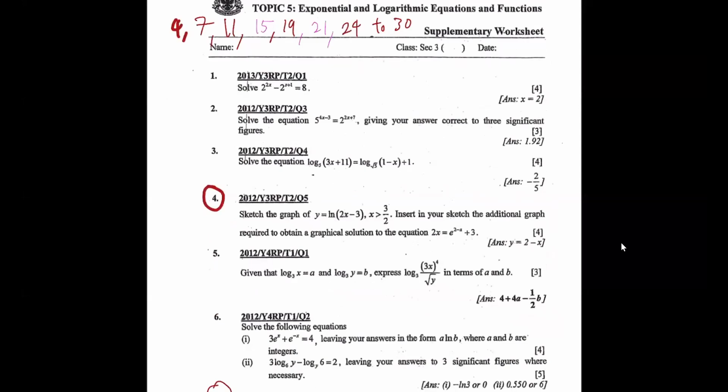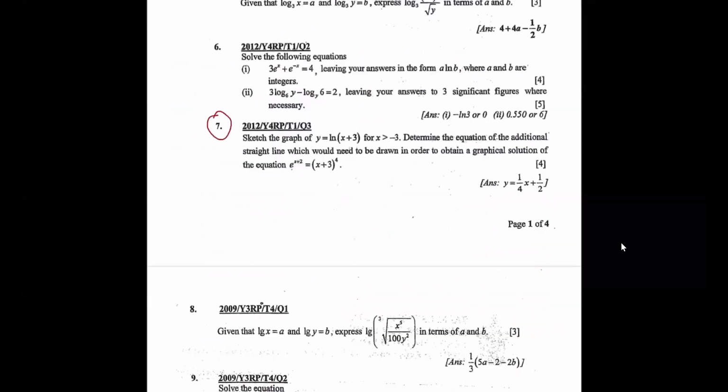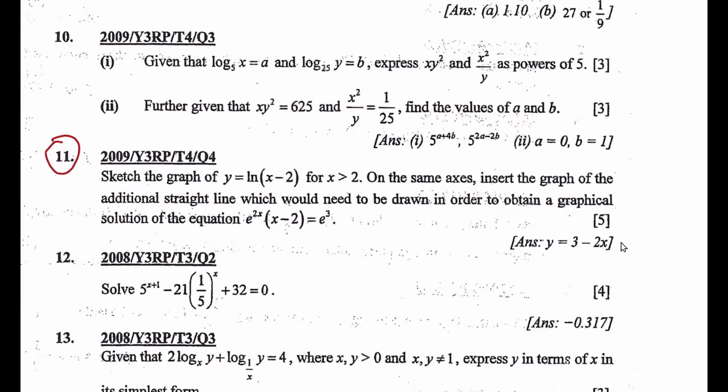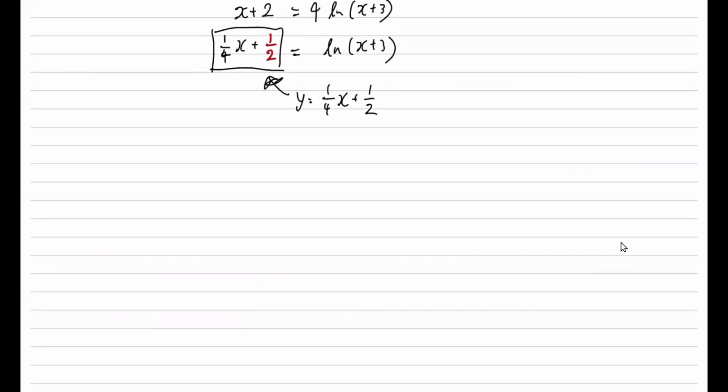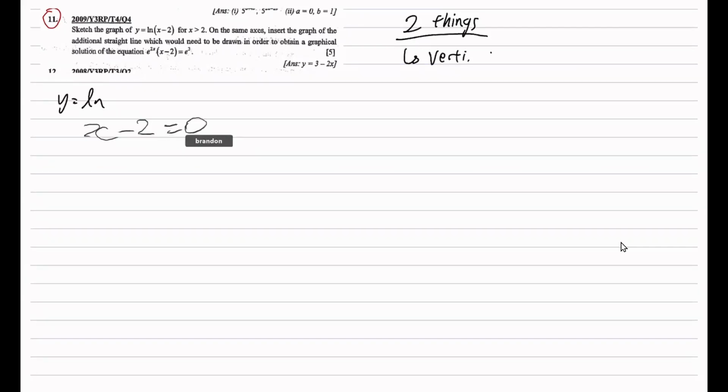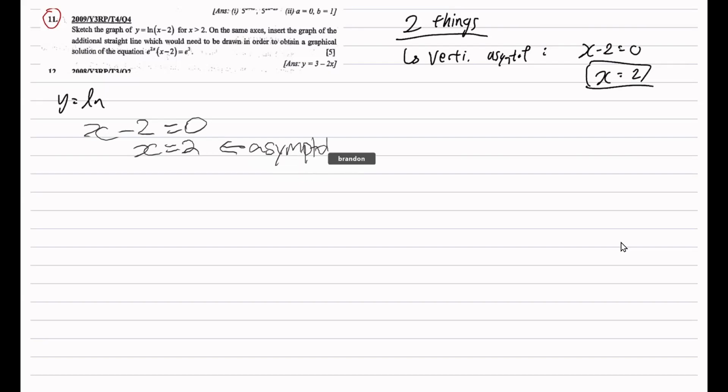Question 11. Okay, for question 11, you sketch the graph of y equals ln(x minus 2) for x more than 2. So again, when you want to sketch a ln graph, what are 2 things you look out for? You equate x minus 2 to 0. Yep, correct. So x minus 2 equal to 0, therefore x equals 2. That's your vertical asymptote. What's the second thing to look out for?